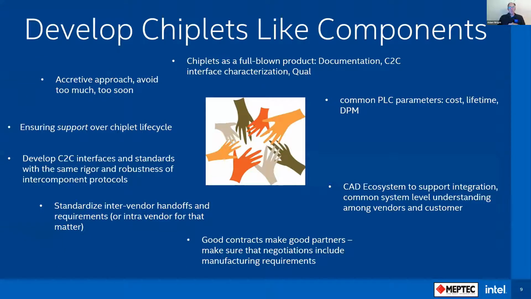So let's think about, again, chiplets are kind of crawling out of the primordial soup of the semiconductor design process right now. But how do we develop chiplet-like components? So the chiplet needs to be a full-blown product. This means documentation, chip-to-chip interface characterization, and qual. So if you're making a chiplet, you need to think of these things. It's not just an FPGA design where you do the RTL and splatter it out to a tile and hope that everything sticks together well.